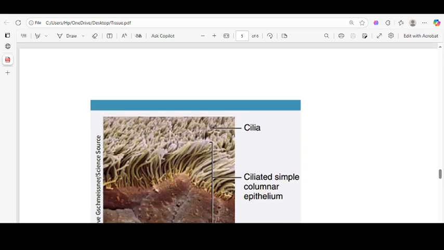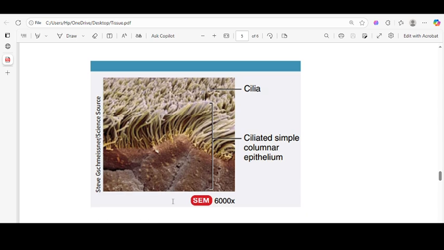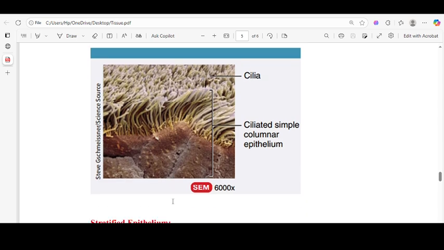And let's see the structure. This is the hair-like structure called the cilia, and they help in the movement of mucus and other particles. And this is a ciliated simple columnar epithelium, and below it is the columnar epithelium tissue.